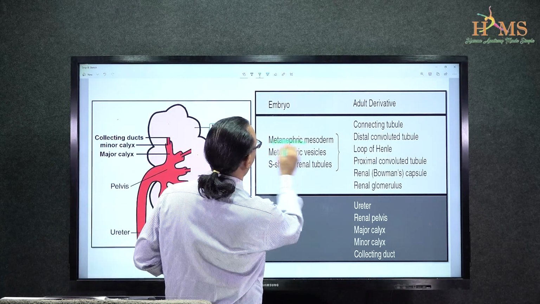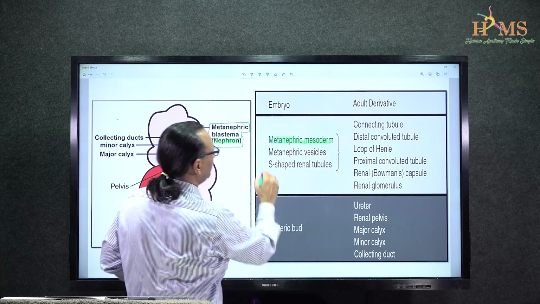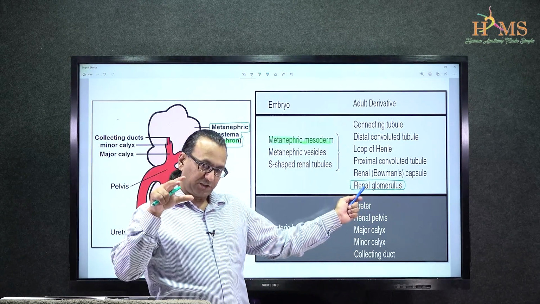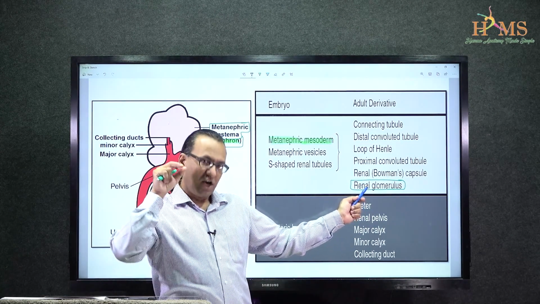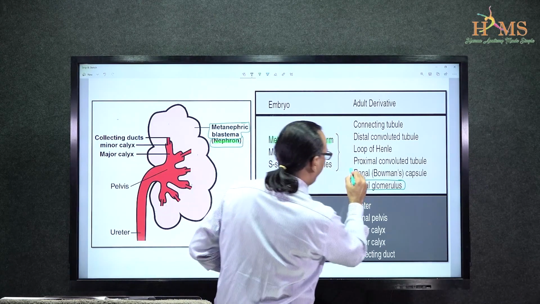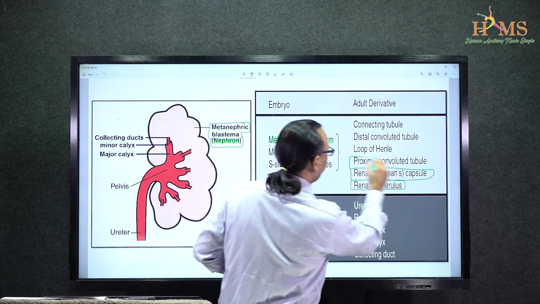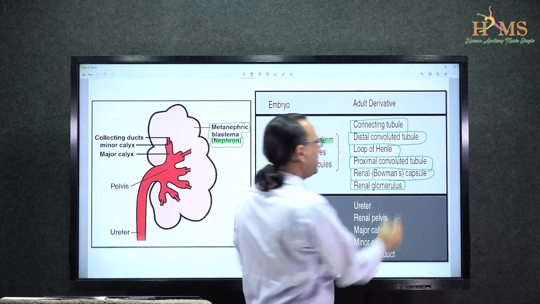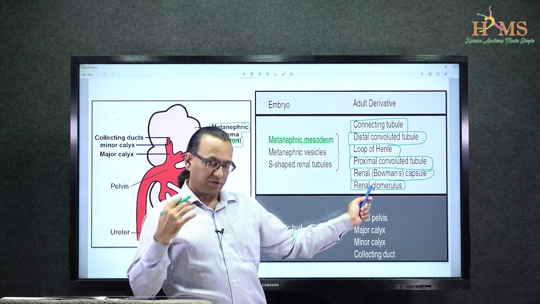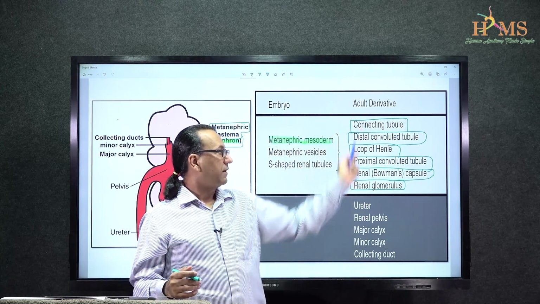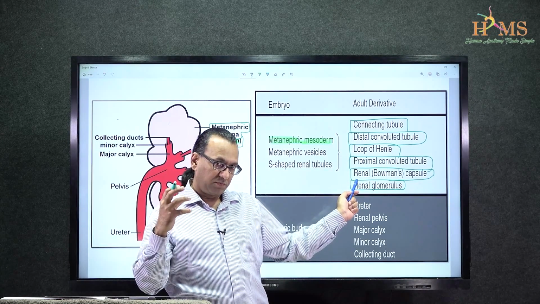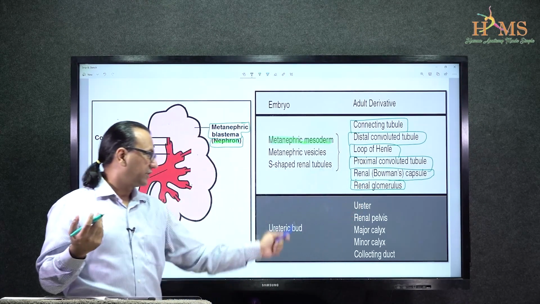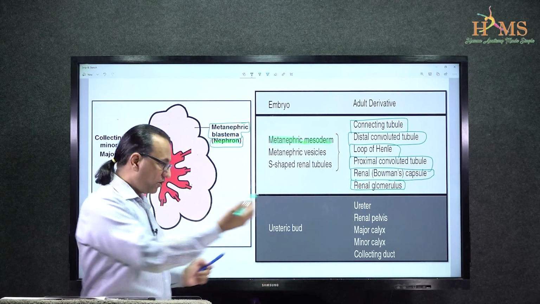Now this metanephric blastema, the intermediate mesoderm, is going to give us renal glomerulus, the capillary system which will give us ultrafiltrate, which becomes urine, and that will be poured into the Bowman's capsule, then PCT, loop of Henle, DCT, and then it will be coming to the connecting tubule. So this all comes under metanephric blastema. And once the urine is formed, then you need to collect it. Then you start discussing the collecting system, at least 5 derivatives of ureteric bud.